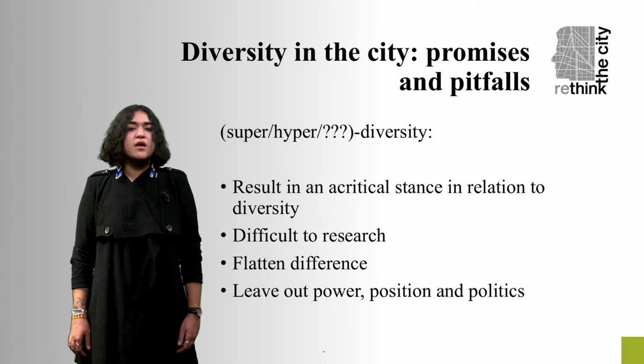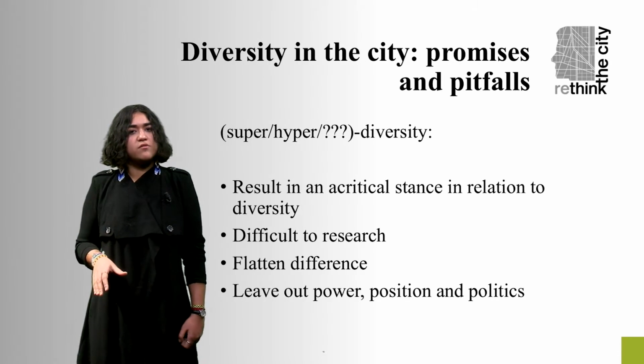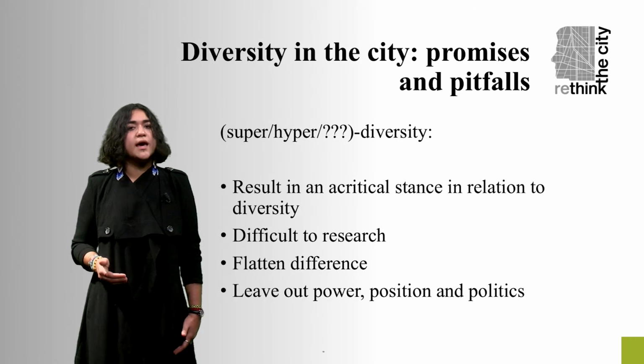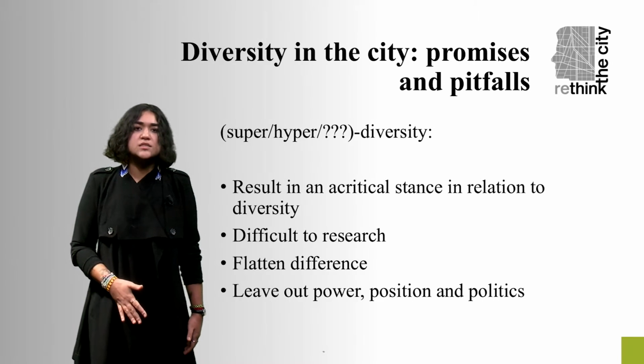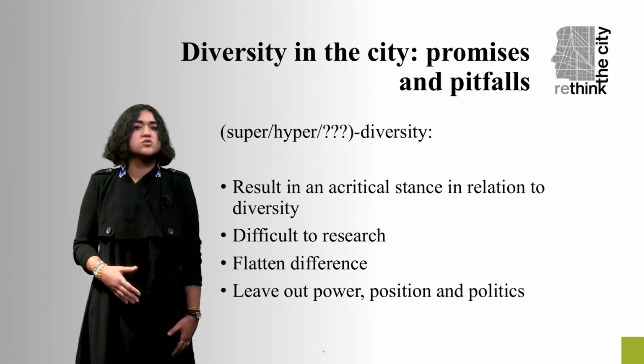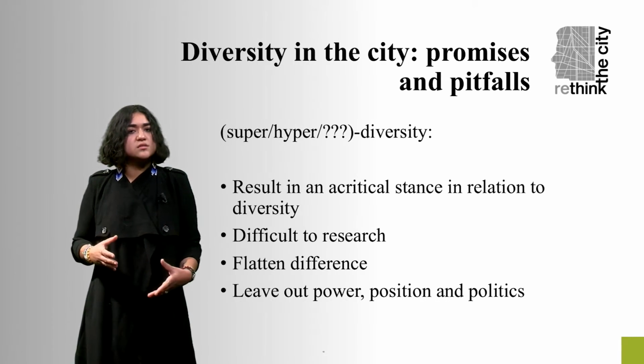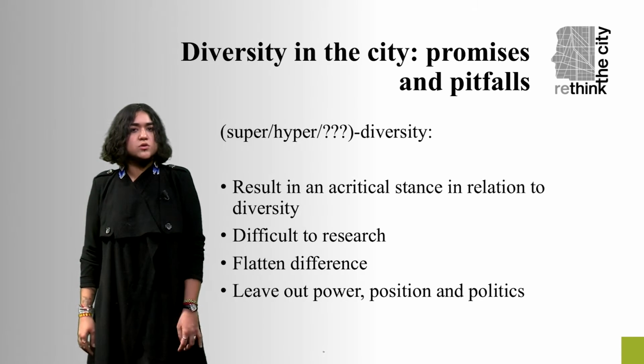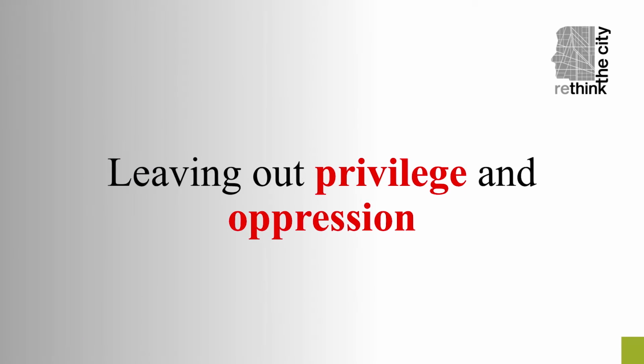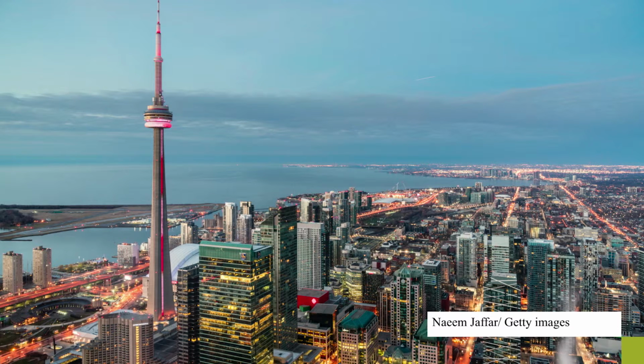In a nutshell, a one-dimensional understanding of diversity allows for the recognition of one category at a time, while multidimensional diversity frameworks such as superdiversity and hyperdiversity address different categories at once. Both approaches, however, fall short in addressing privilege and oppression, since they do not take into account the intersections of different categories. Now, in the next part, I will provide a concrete example of how diversity can be deployed politically by looking at urban policy in Toronto, Canada.